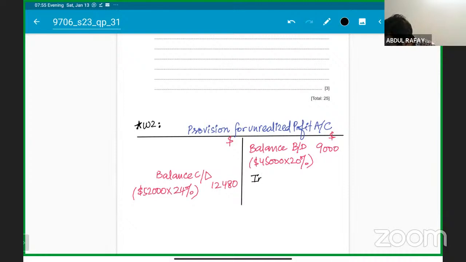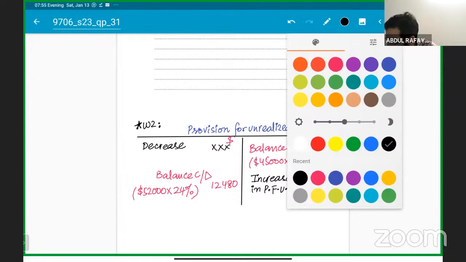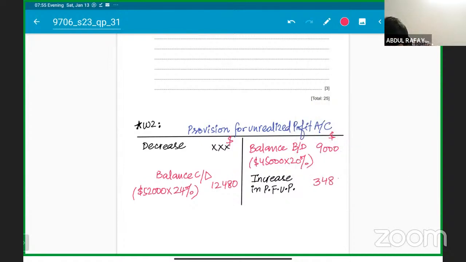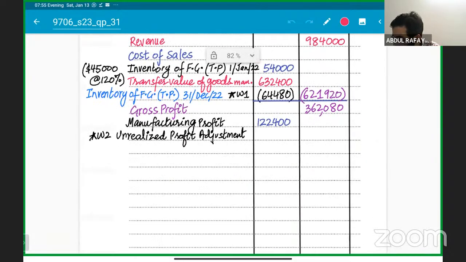Everyone remembers, an increase in the provision for unrealized profit will come here, and a decrease will come here. But in this case, we are having an increase. But I have shown you the format. Everyone got this clear? So here we go. We got 3,480 as the increase in provision for unrealized profit. That is the increase, and that's what you need to write down here.